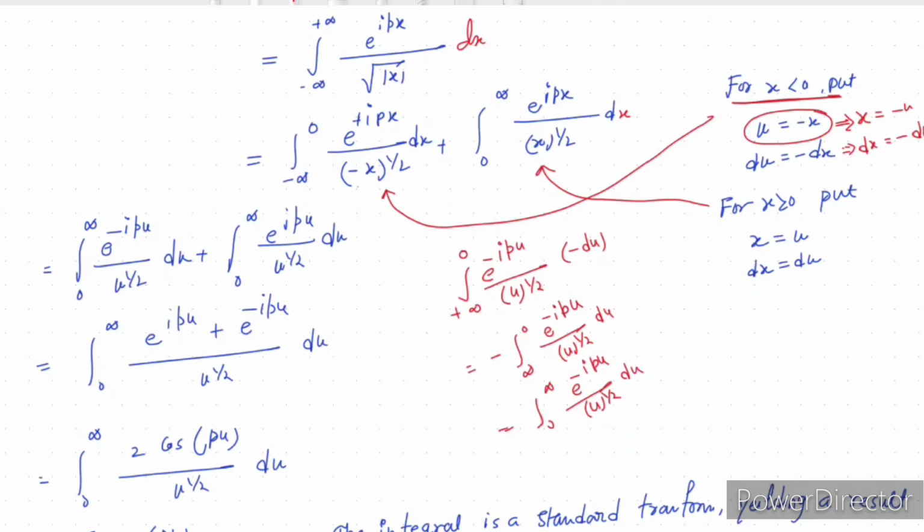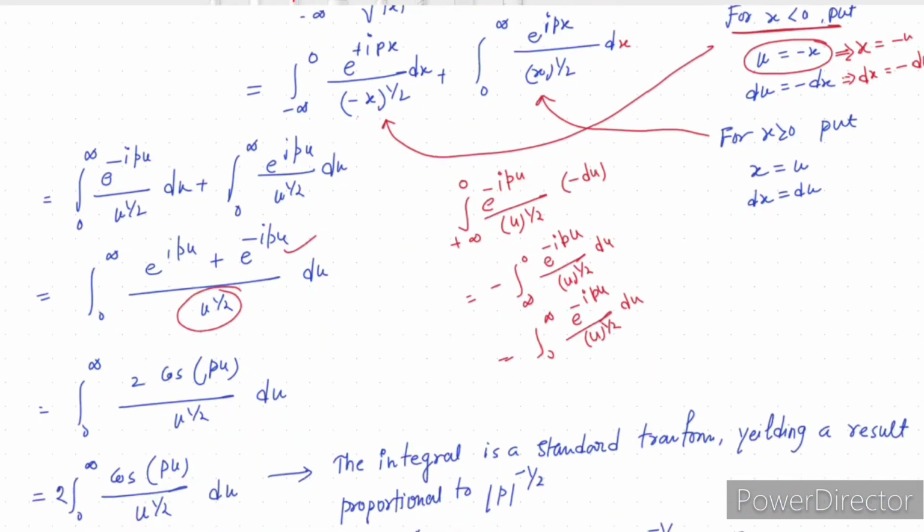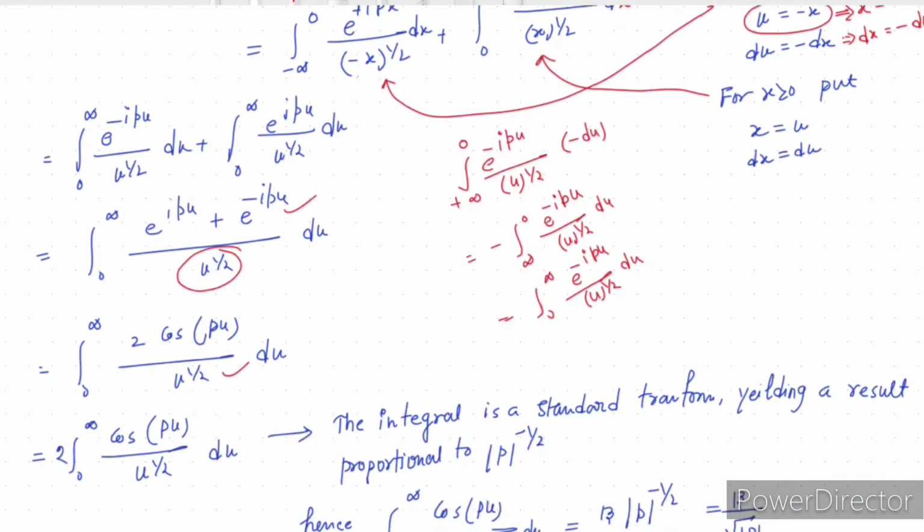This is as usual. So we get finally 0 to infinity e to the power minus ipu u to the power half du, plus 0 to infinity e to the power ipu u to the power half du. Let's take a common: 0 to infinity, e to the power ipu plus e to the power minus ipu, upon u to the power half. So this is equal to 2 cos pu upon u to the power half. So this is equal to 2 into 0 to infinity cos pu upon u to the power half.